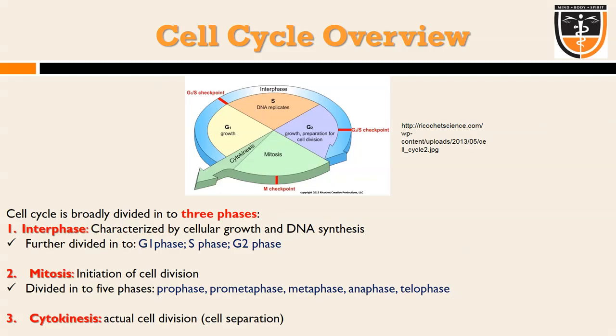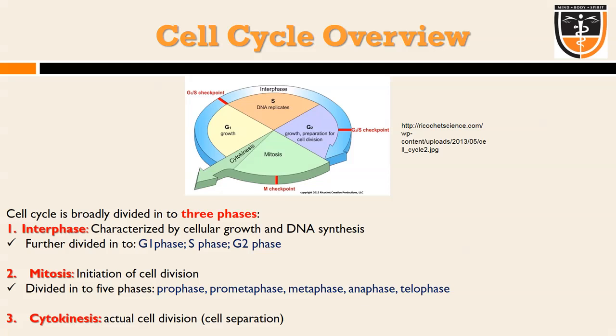And you heard these are the major phases of the cell cycle. So broadly, the cell cycle is divided into 3 large phases. Into interphase, which is here, the blue area. It actually is the most extended phase of the cell cycle. It's characterized by cellular growth and DNA synthesis. And it's further divided into G1 phase, S phase, and G2 phase. And we're going to talk about each of these phases again.